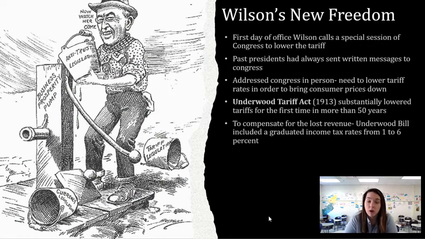He actually called a special session of Congress and requested them to lower the tariff. And that was not common. Normally they would write a letter and someone would read it. But he went down there and asked them to do it. The Underwood Tariff Act substantially lowered those tariffs for the first time in over 50 years. But that means there's a loss in tax revenue, so that income tax that we talked about was increased to 6%.